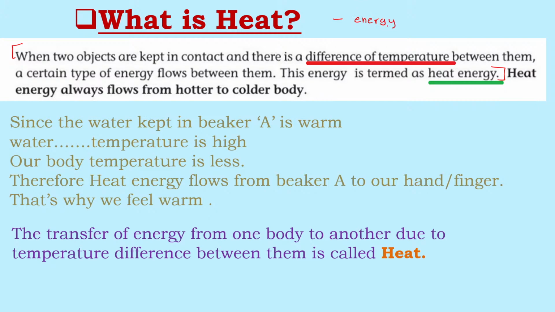Now, what type of energy? When two objects come in contact with each other, suppose one object is hot and the other one is cold. That means there is a difference in temperature. So if there is a difference in temperature between this hot and cold object, a certain type of energy flows, and that type of energy that flows through them, we term it as heat. What do we call such energy flow? We call it heat energy.